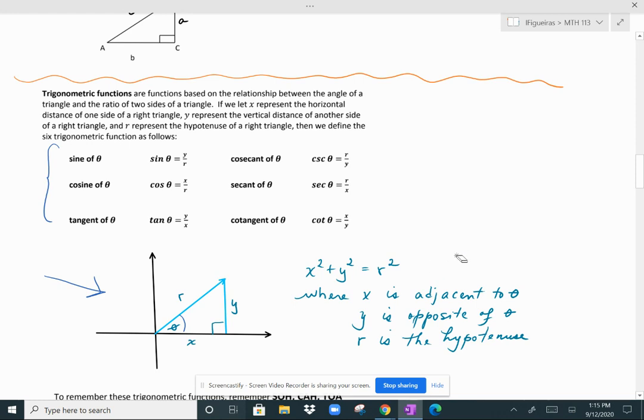And we're going to now define our 6 trigonometric functions. So the first one is called sine. And sine is abbreviated like this.